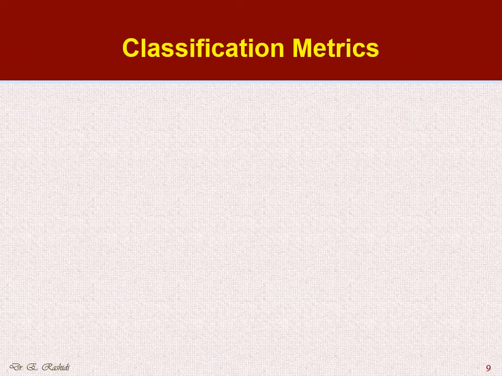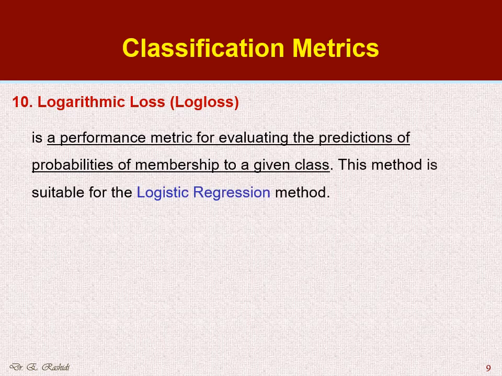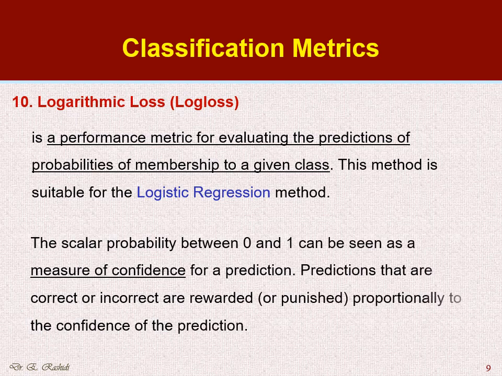The next classification metric that we want to talk about is the logarithmic loss, or log loss for short, which is a performance metric specific to logistic regression, used for evaluating the predictions of probabilities of membership to a given class. The scalar probability between 0 and 1 can be seen as a measure of confidence for your prediction. Predictions that are correct or incorrect are rewarded or punished, respectively, proportionally to the confidence level of your prediction.